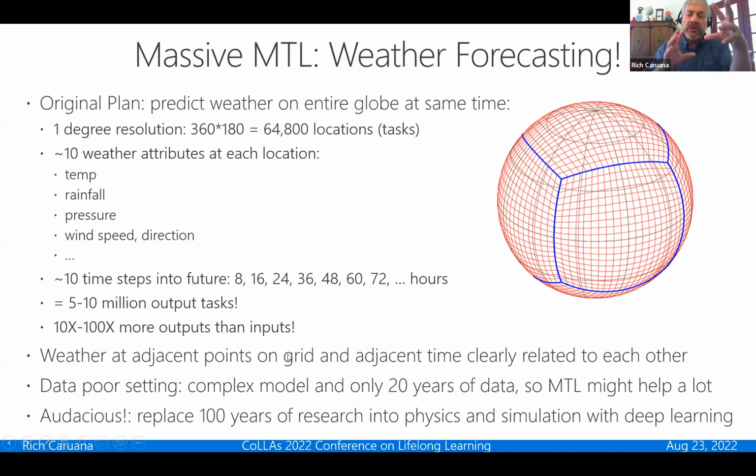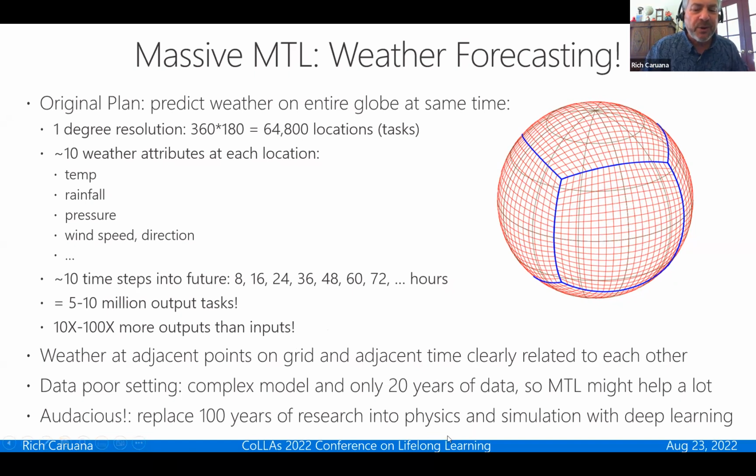And clearly points on the grid are related to each other if they're adjacent to each other, and they're similar to each other if they're similar at different time scales, like 8 hours is similar to 16 hours. And some of the variables are also similar to each other. There's some correlation between things like barometric pressure, rainfall, and wind speed, and things like that.